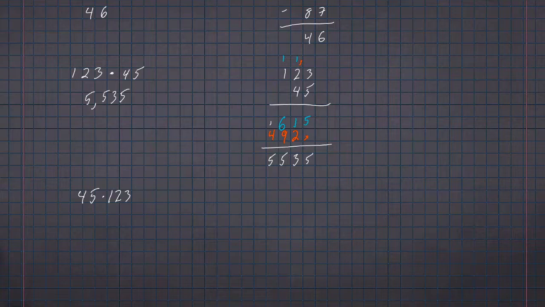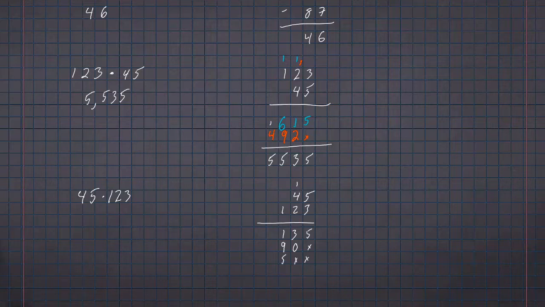If I wanted to write out 45 times 123, technically speaking, I should write it out this way, and I would get 3 different passes through. 3 times 5 is 15. 3 times 4 is 12, plus 1 is 13. 2 times 5 is 10. 2 times 4 is 8, plus 1 is 9. 1 times 5 is 5. 1 times 4 is 4. And when you add all of these together, you get the same 5,535.